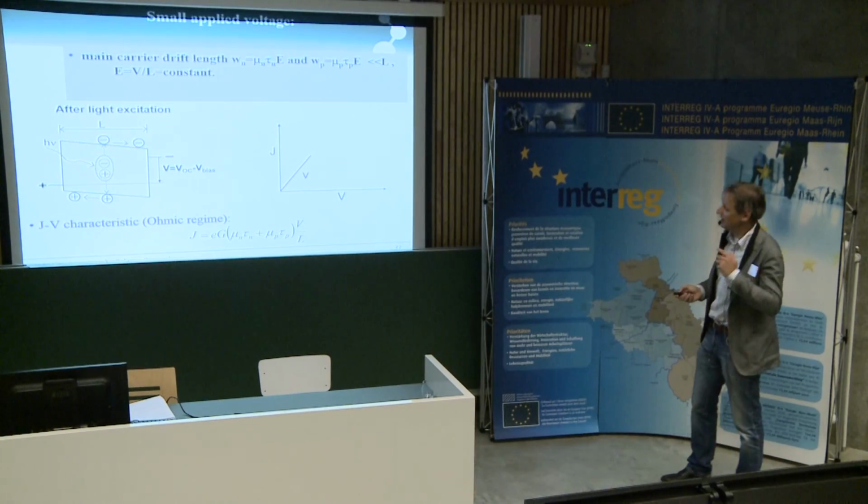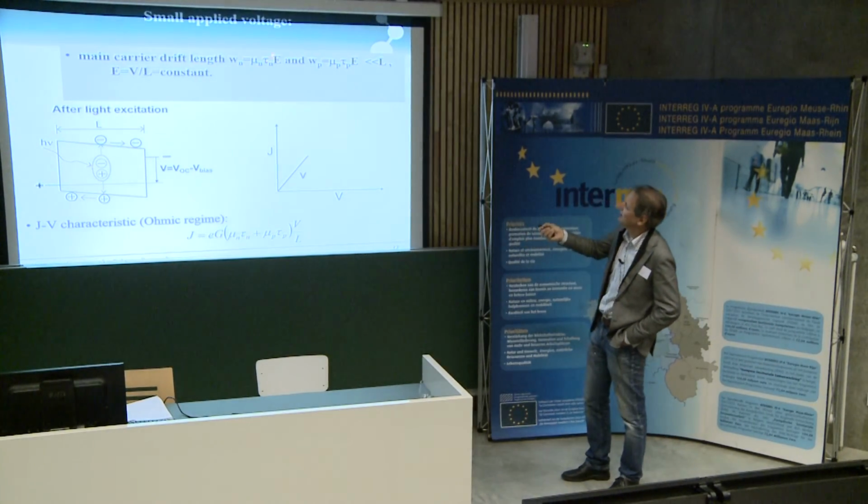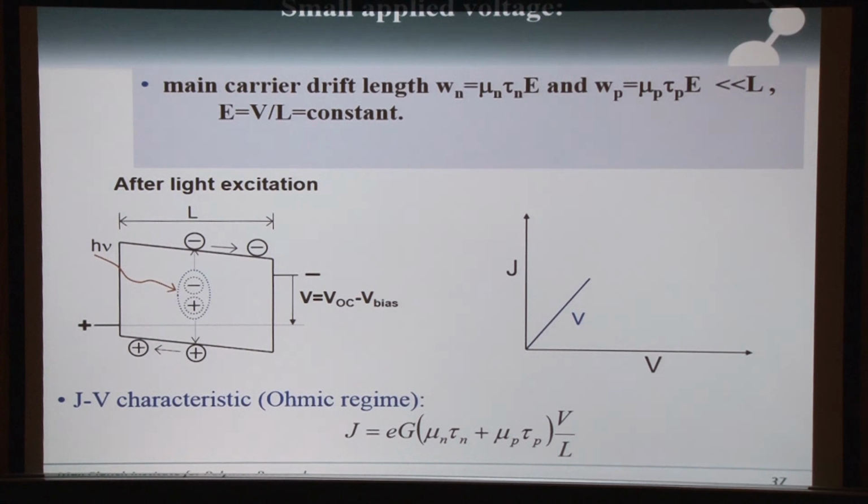So again, the question: I have a sample, and now I apply a very small electric field. That means that the length that the electron and the hole can travel is very small, smaller than the sample thickness.